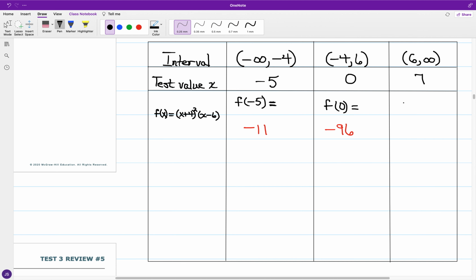Now for f of 7, 7 minus 6 is 1, and 7 plus 4 is 11. 11 squared is 121, times 1, and we still have 121. So we have a positive value for this output.